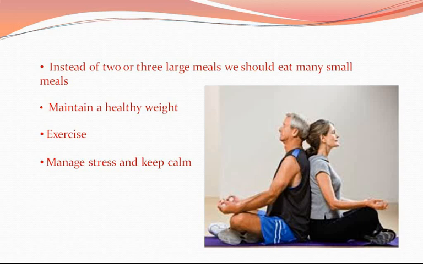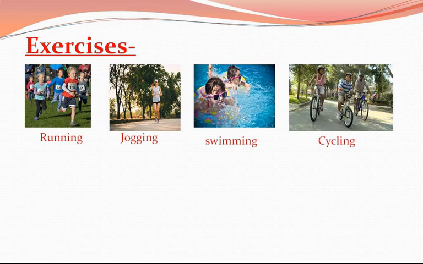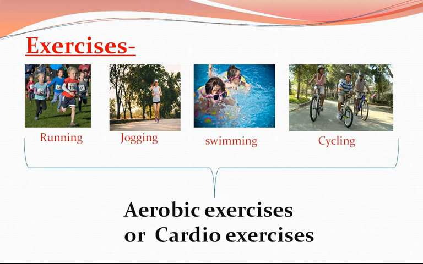As you know, our heart is a muscular organ and we can make it stronger and healthier by doing exercises: running, jogging, swimming, and cycling. These are some examples of exercises which make our heart strong. These exercises are also called aerobic exercises or cardio exercises. When we do these exercises, our body needs more oxygen, and to get more oxygen, our heart beats fast. That is why these exercises stimulate the heart rate and breathing rate.